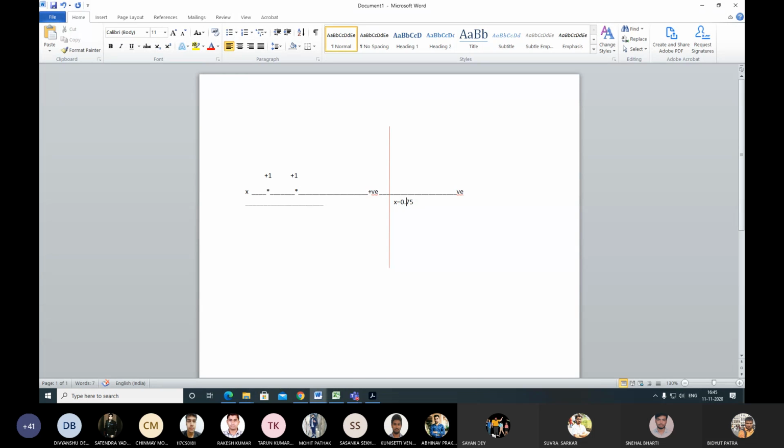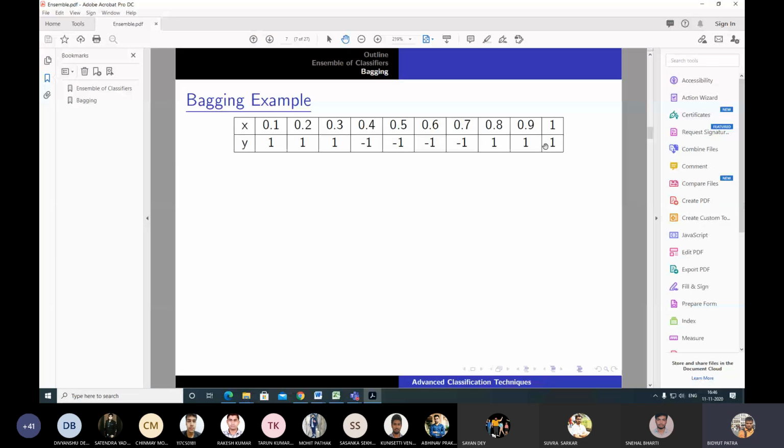You cannot find a single decision stump which can rightly identify the class label of all the objects. You can have multiple decision stumps, but a single decision stump cannot identify the class label of every object. If you use the bagging technique, with multiple classifiers, we can rightly classify each object in the training data set.